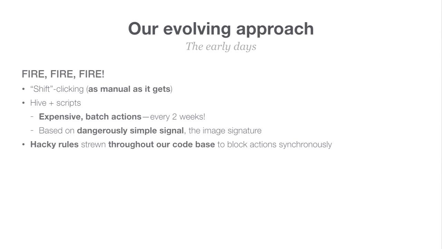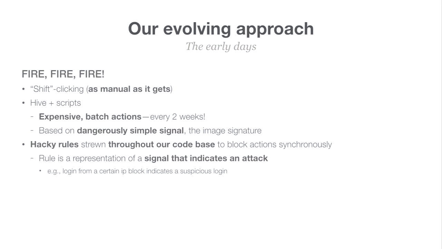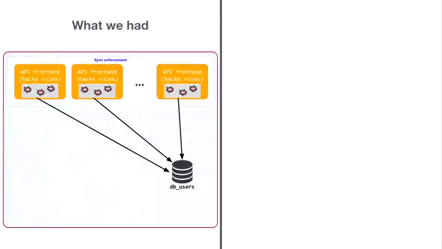So the next step is to get synchronous enforcement, which is hacky rules strewn throughout the code base. It's a Python code base originally. And so this got us to a place where we had some form of synchronous blocking. When I say rule, I mean it's a signal that indicates that this is a spammer and this is not a spammer. Simple example, this would be a bad rule, but logging in from a certain IP block might be, we know that that's some attacker's data center or something, so indicate that that's suspicious.